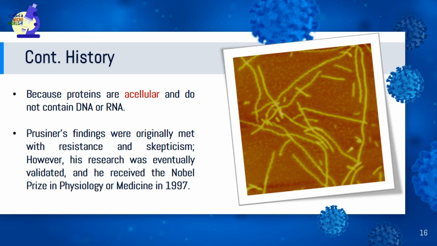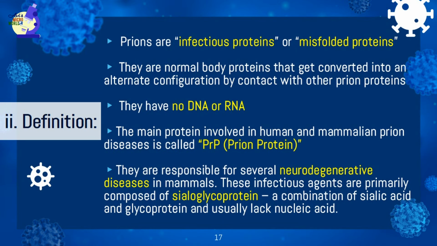Because they are proteins, they are acellular and do not contain DNA or RNA. Prusiner's findings were originally met with resistance and skepticism. No one believed in prions in the initial stages. However, his research was eventually validated and he received the Nobel Prize in Physiology or Medicine in 1997.